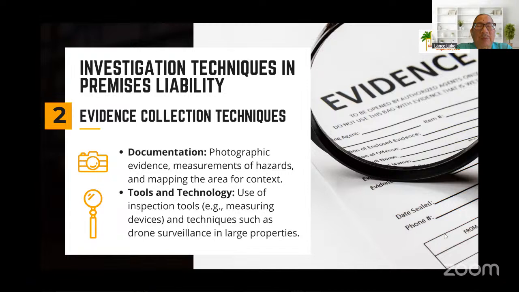Okay, because we want to know whether the stairs were a hazard. And maybe the stairs weren't following the building code, and that contributed to the person perhaps tripping, grabbing on the handrail that became loose. Okay? So we want all this information. What tools or technology do we use, right?